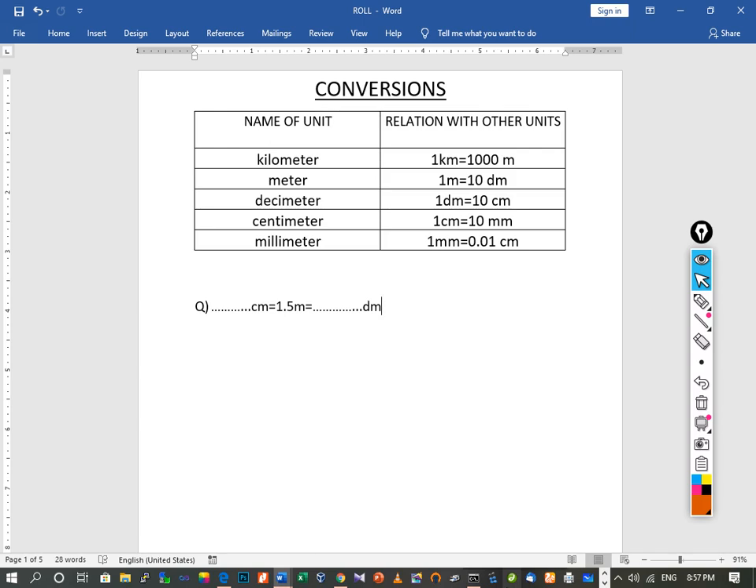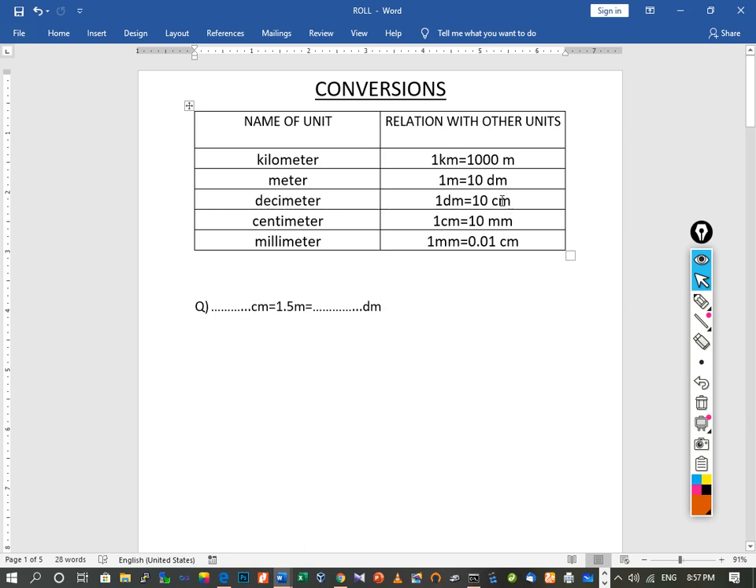Hello everybody, in this video we will learn how to do conversions of units of length. Some of the units are like kilometer. We know that 1 kilometer equals 1000 meter, 1 meter equals 10 decimeter. These are the relations. Then 1 decimeter equals 10 centimeter.